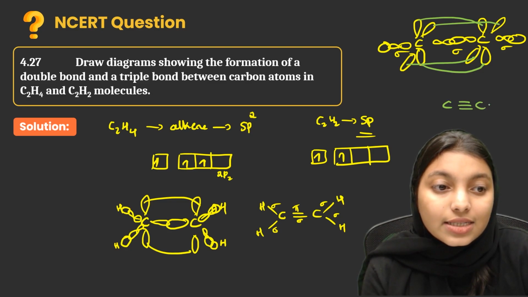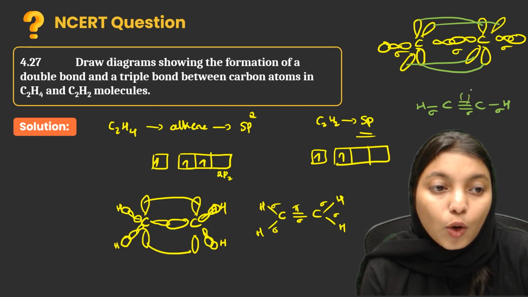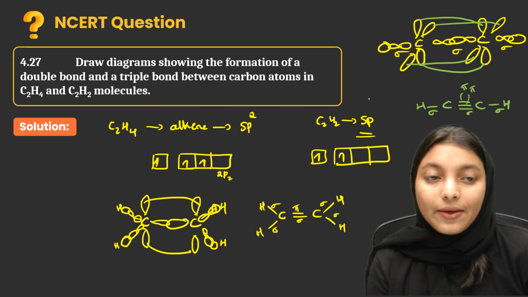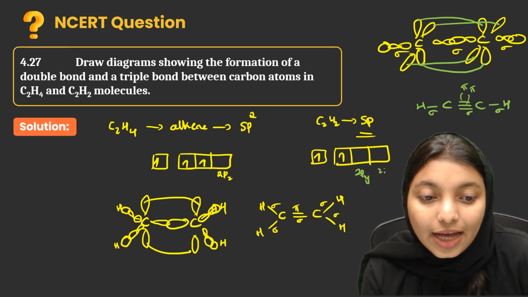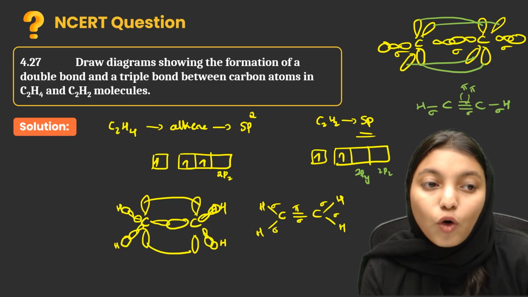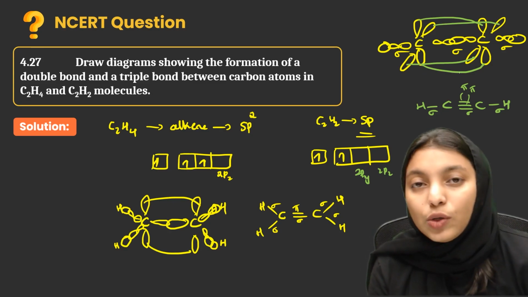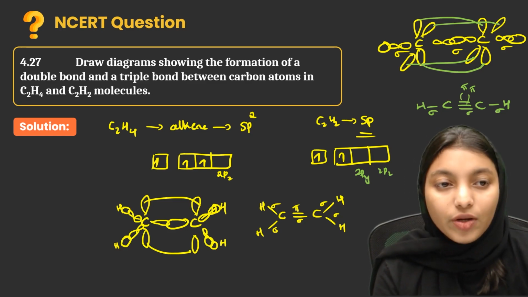So it will be like C triple bond C hydrogen, and these bonds are sigma bonds and these two bonds are pi bonds, we can say. Clear? So lateral overlapping of this 2py and 2pz will be happening between the two carbon atoms, and they are forming 2 pi bonds here. That is how the structure of C2H4 and C2H2 molecules will be.